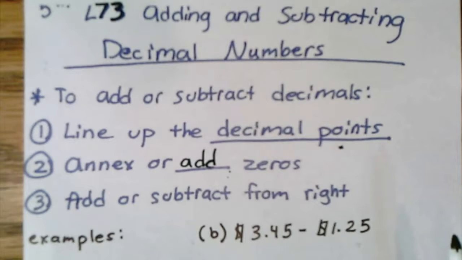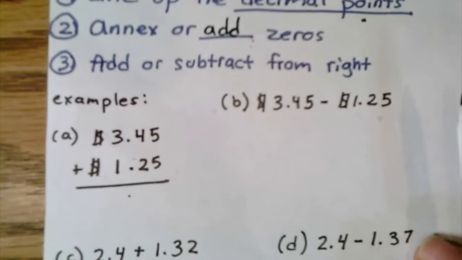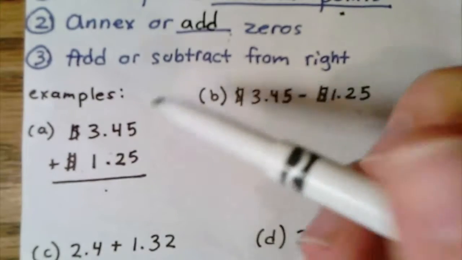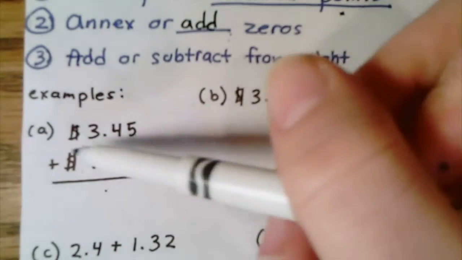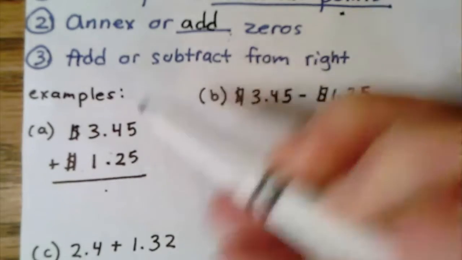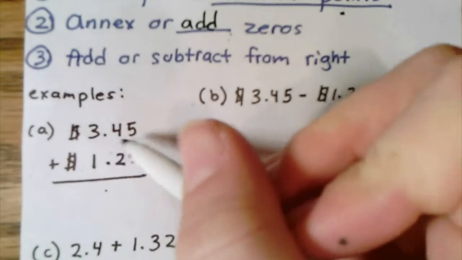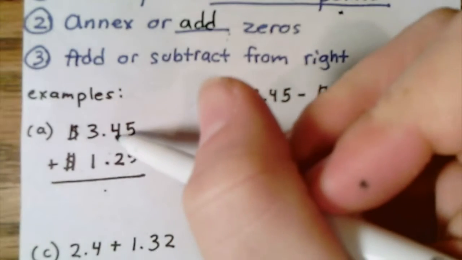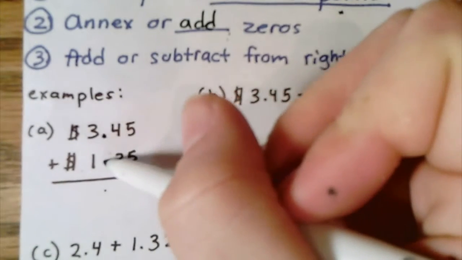So let's look at examples. All right, are you ready? Example A, $3.45 plus $1.25. We've already done this before where we've added or subtracted money, and they told you to just line them up like you normally would with whole numbers, and that's because money always has two decimal places. So it does the work for you of making sure the decimal point is lined up.